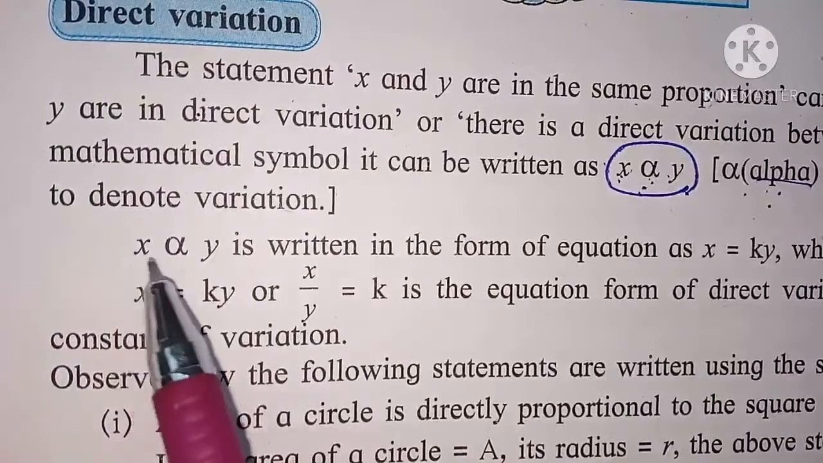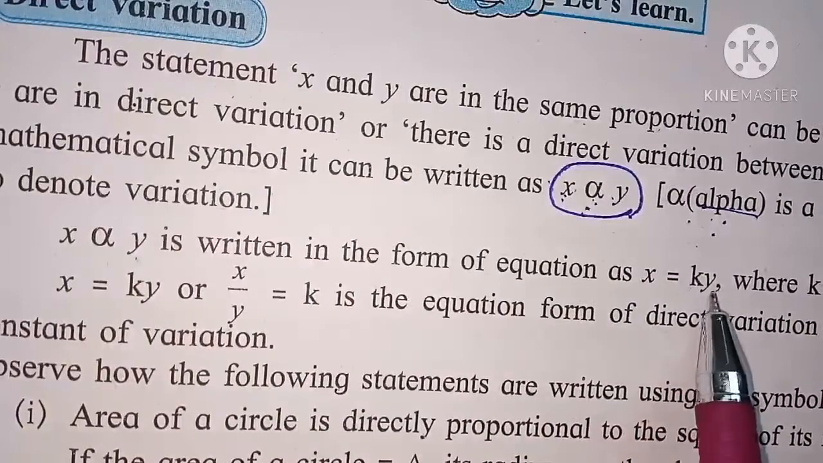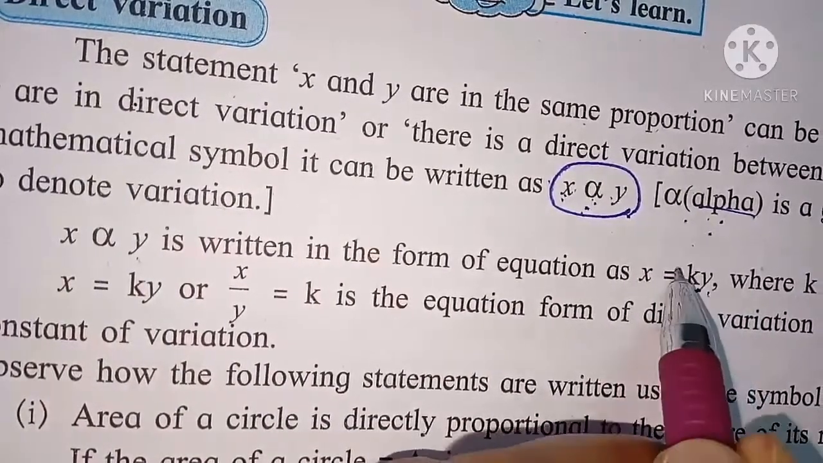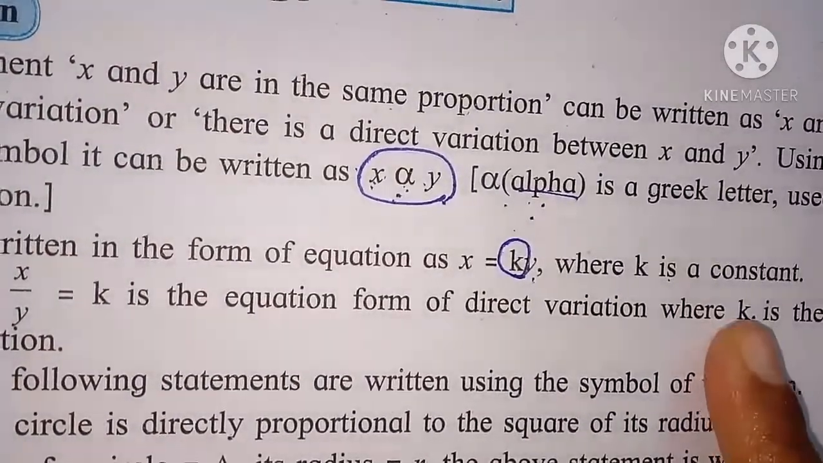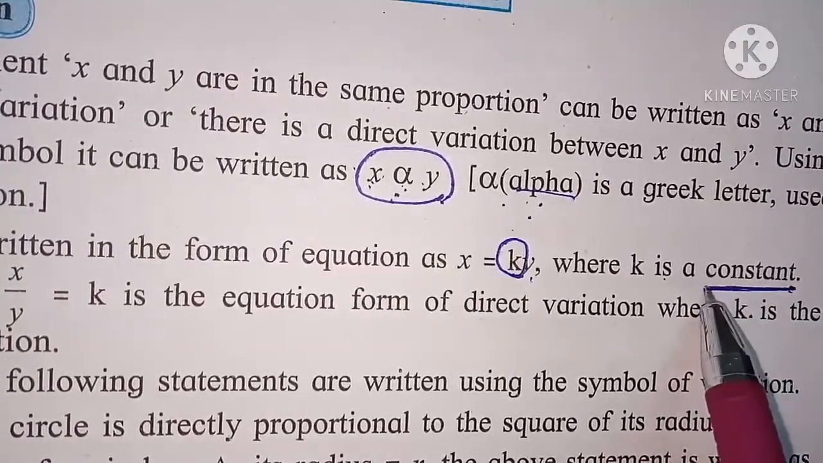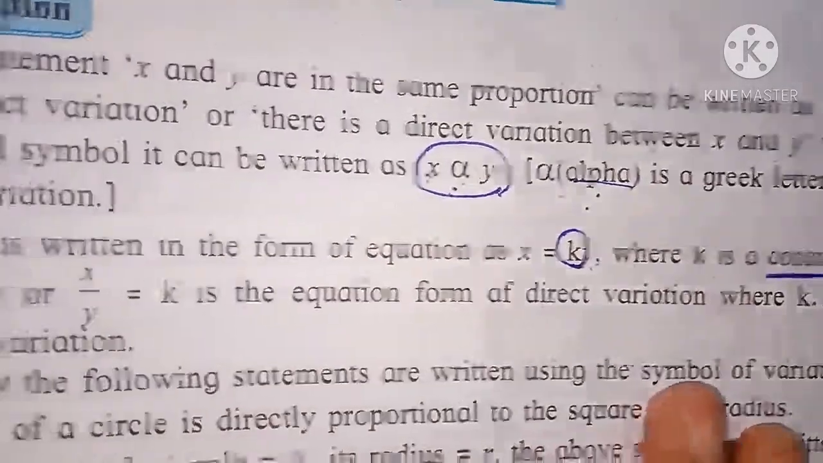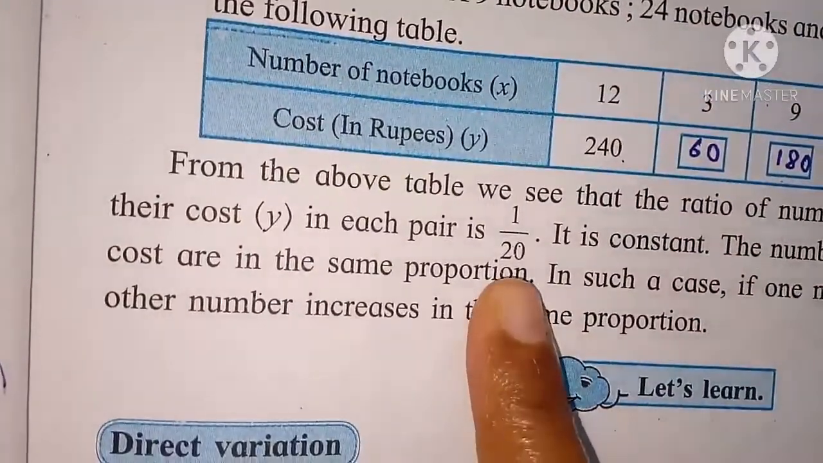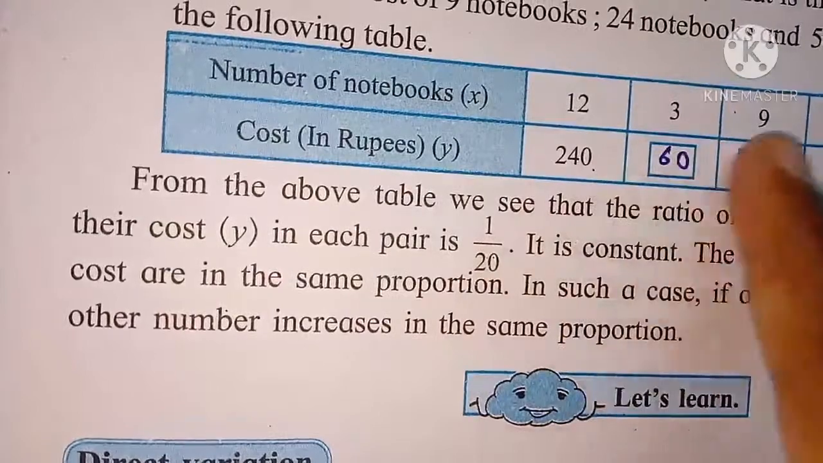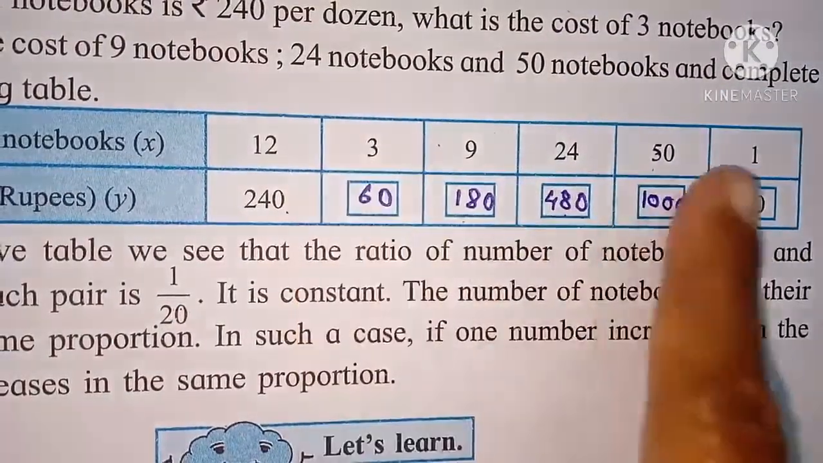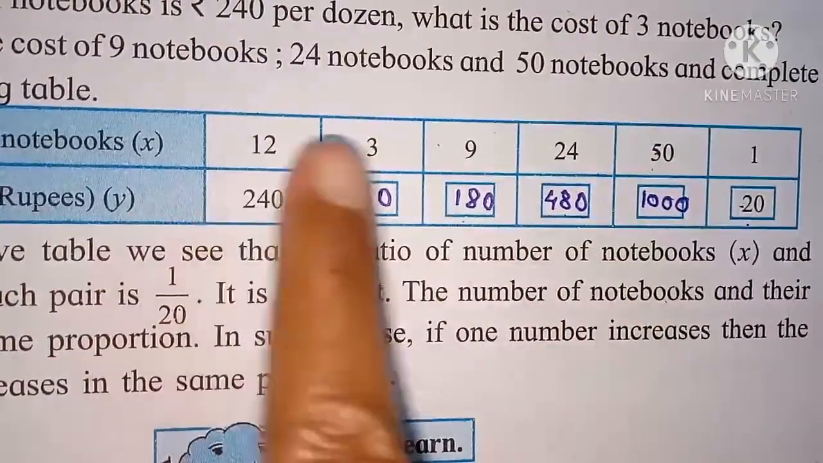Now X varies directly with Y, written in the form of an equation as X is equal to kY, where this k is constant. A constant term is the same, one number only, the same number, that is k. Look here, 20 is constant. 1 upon 20 is the pair, so 20 is constant in all. We multiplied this 20 with 3, with 9, with 24 and with 50, and this 20 with 12 when multiplied also comes 240.